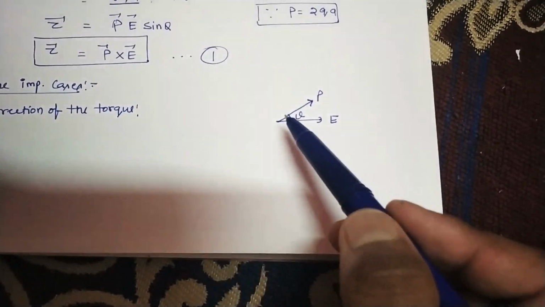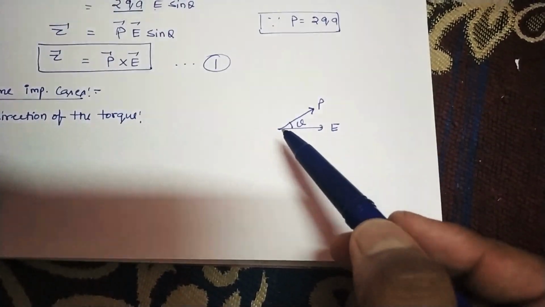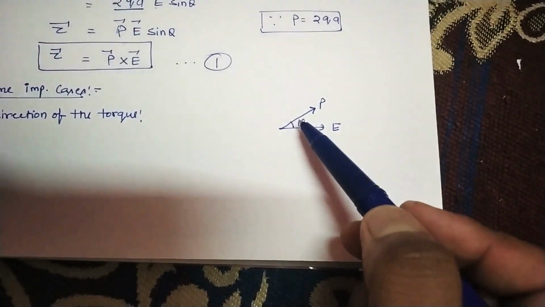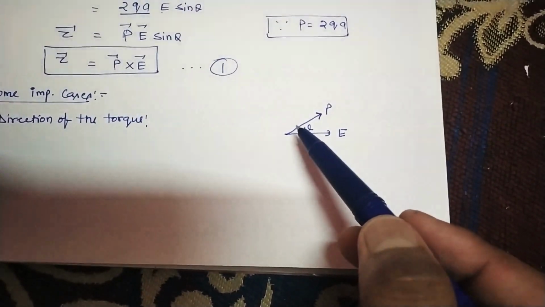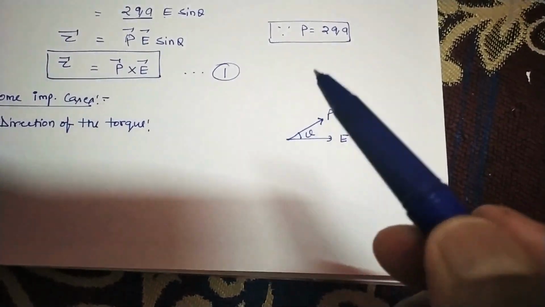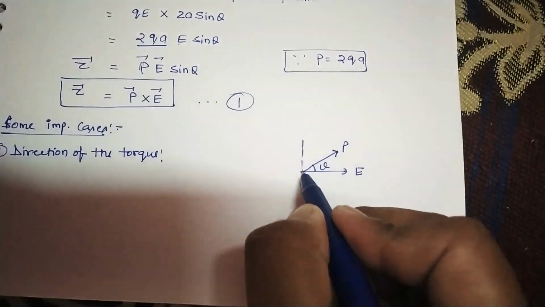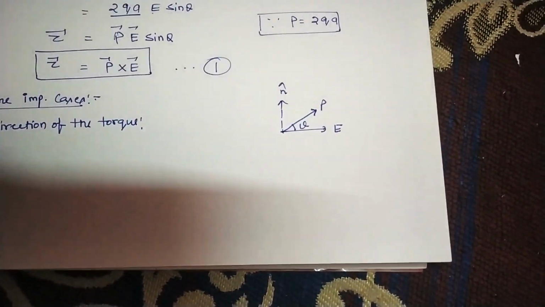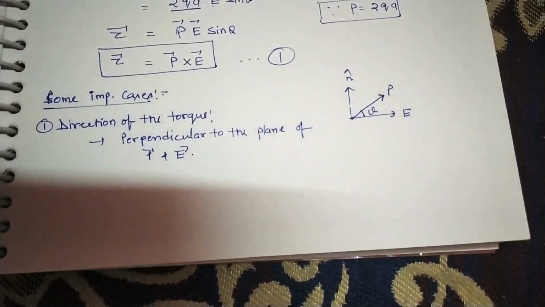By the definition of cross product we know that when we multiply p cross E, the product, that is the torque, will have the direction perpendicular to the surface which contains both of them, like this paper. So it will be in the upward direction, out of the paper, right? So we can make it like this. This is the unit vector which represents the direction of the torque. This way we can write perpendicular to the plane of p and E.